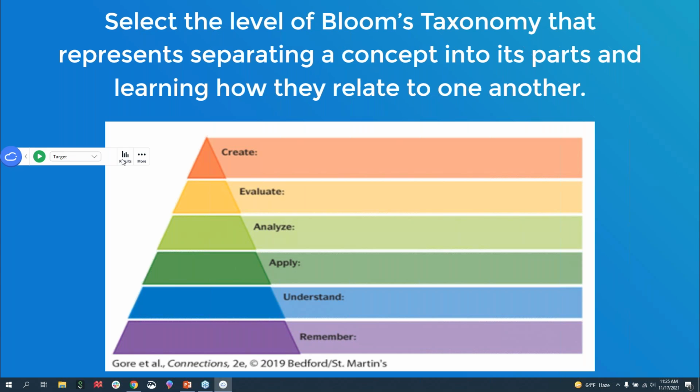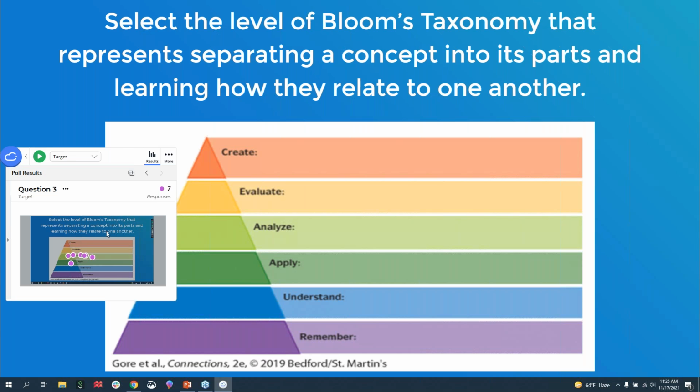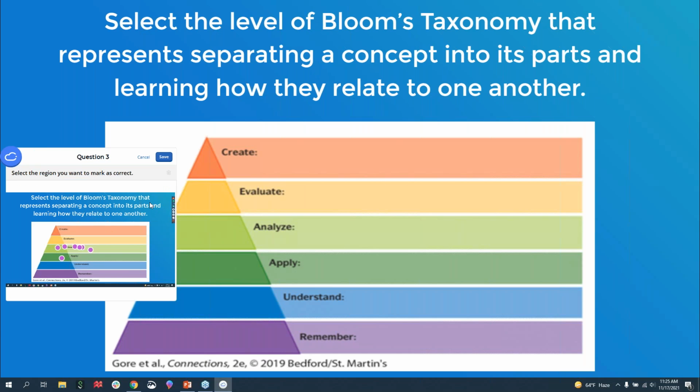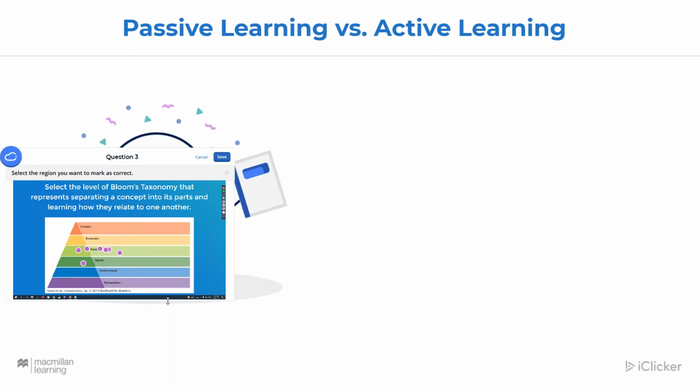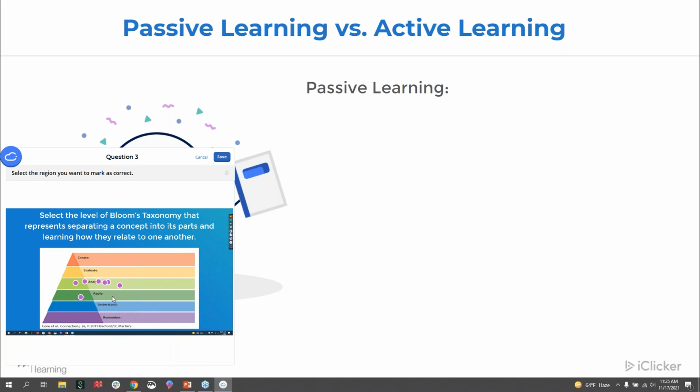Okay, so now I just click on the results and then I click on the image, and I'm going to make this image nice and big so that I can grade it easily. And here I see that most people have picked the correct answer, which is analysis. So all I do is I draw a box around the correct answer.